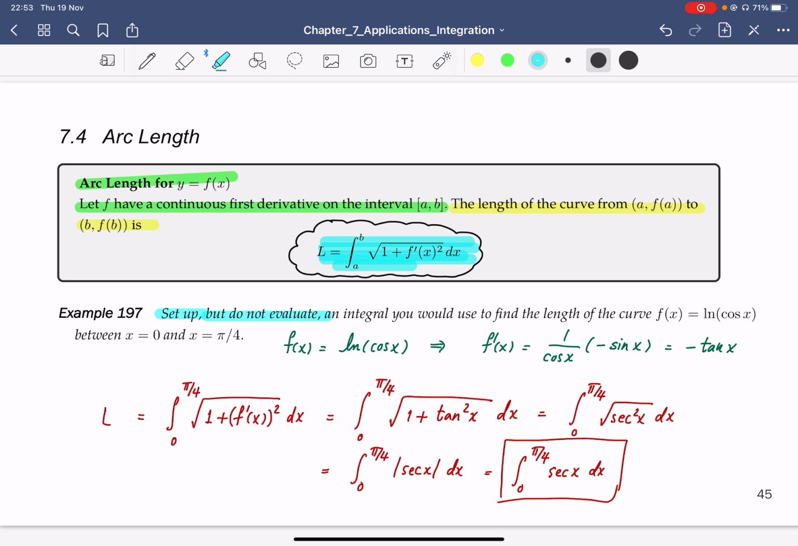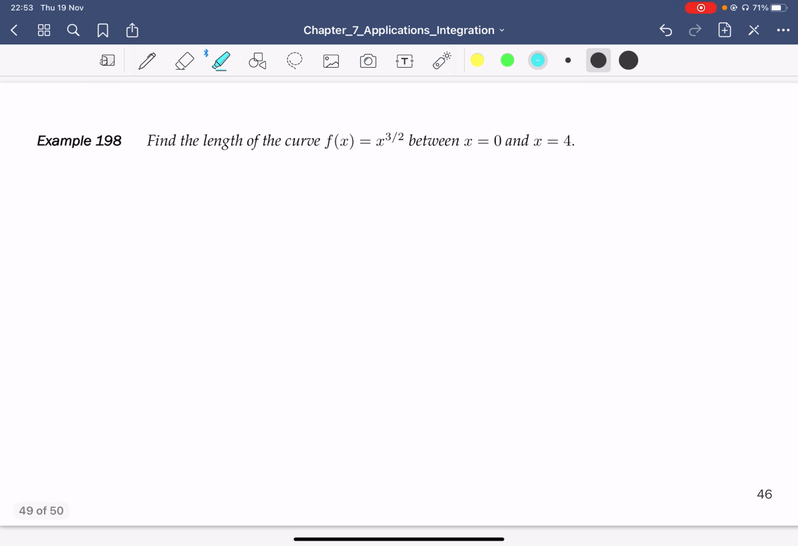Sounds good. All right, we're going to look at one more question on arc length. Again, arc length is just about memorizing the formula, so you don't have to worry about the format of the question. This is going to be an easy one on the exam as well.